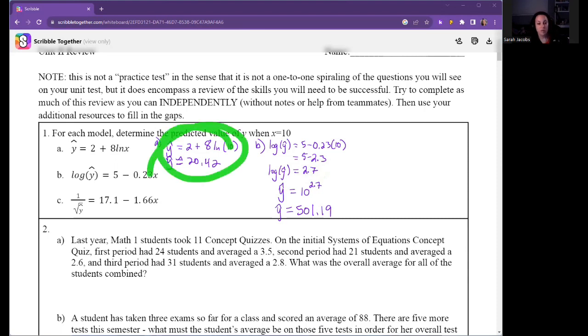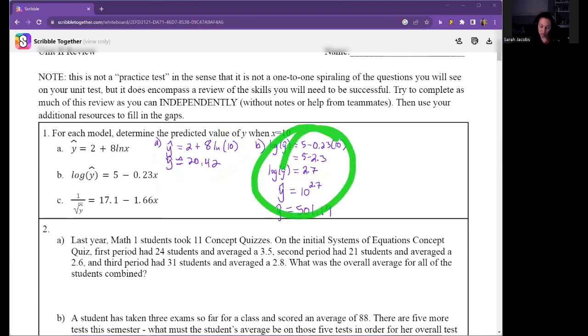So this one is very straightforward. You just plug the number in, you get the y hat out, the answer. This one is a little trickier because once you have log of y hat, you have to undo the log to get the y hat by itself. You're always going until you have y hat by itself.